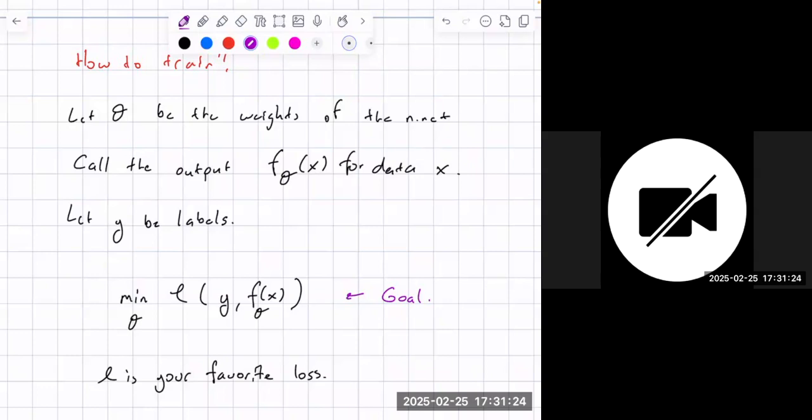And on my data x with parameters theta, my neural net will spit out a yes. And I'm going to check it against my label. Then I'm going to put a loss function on it. And you're going to do this through all your data, sum it up, or average it over. And you would like to find the weights that minimizes this loss.